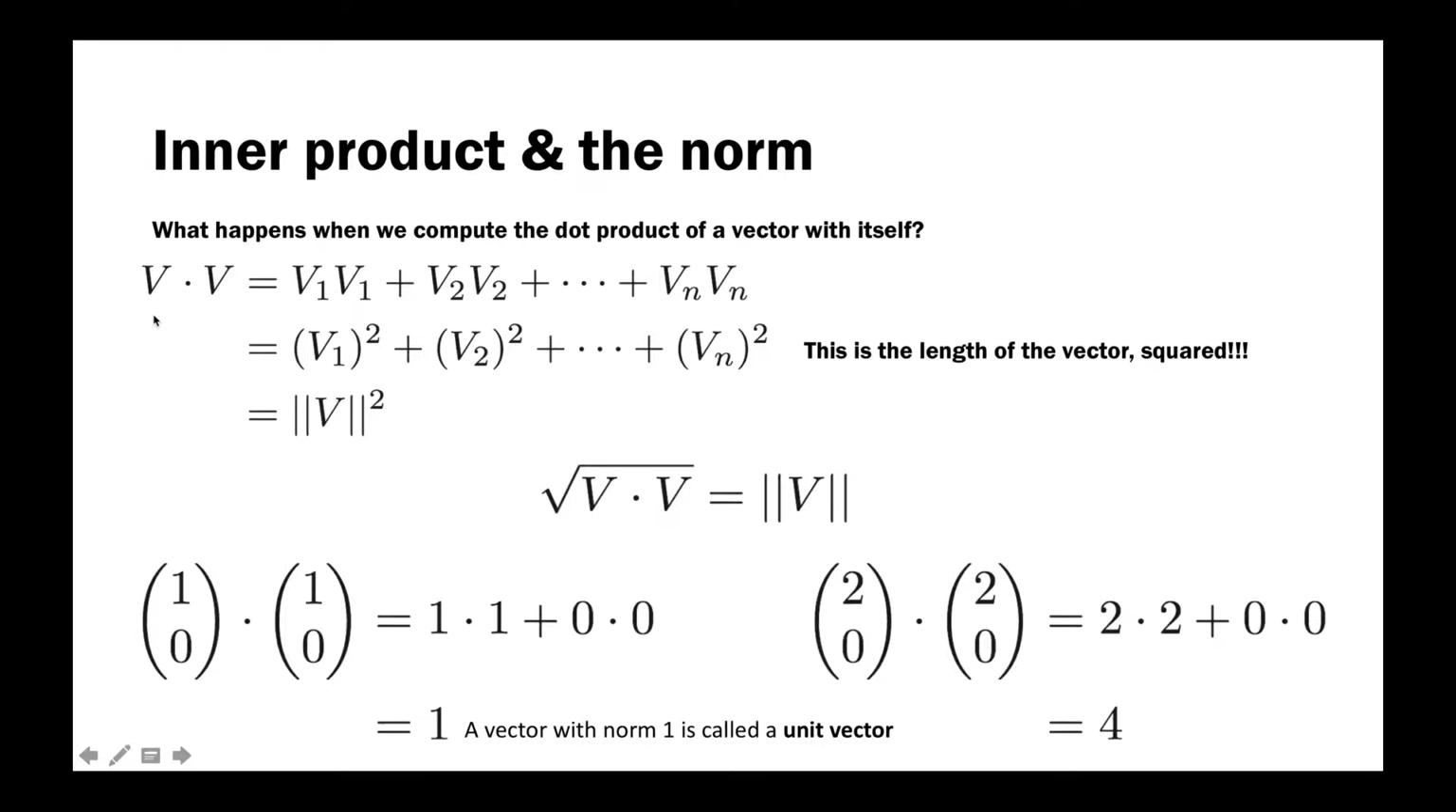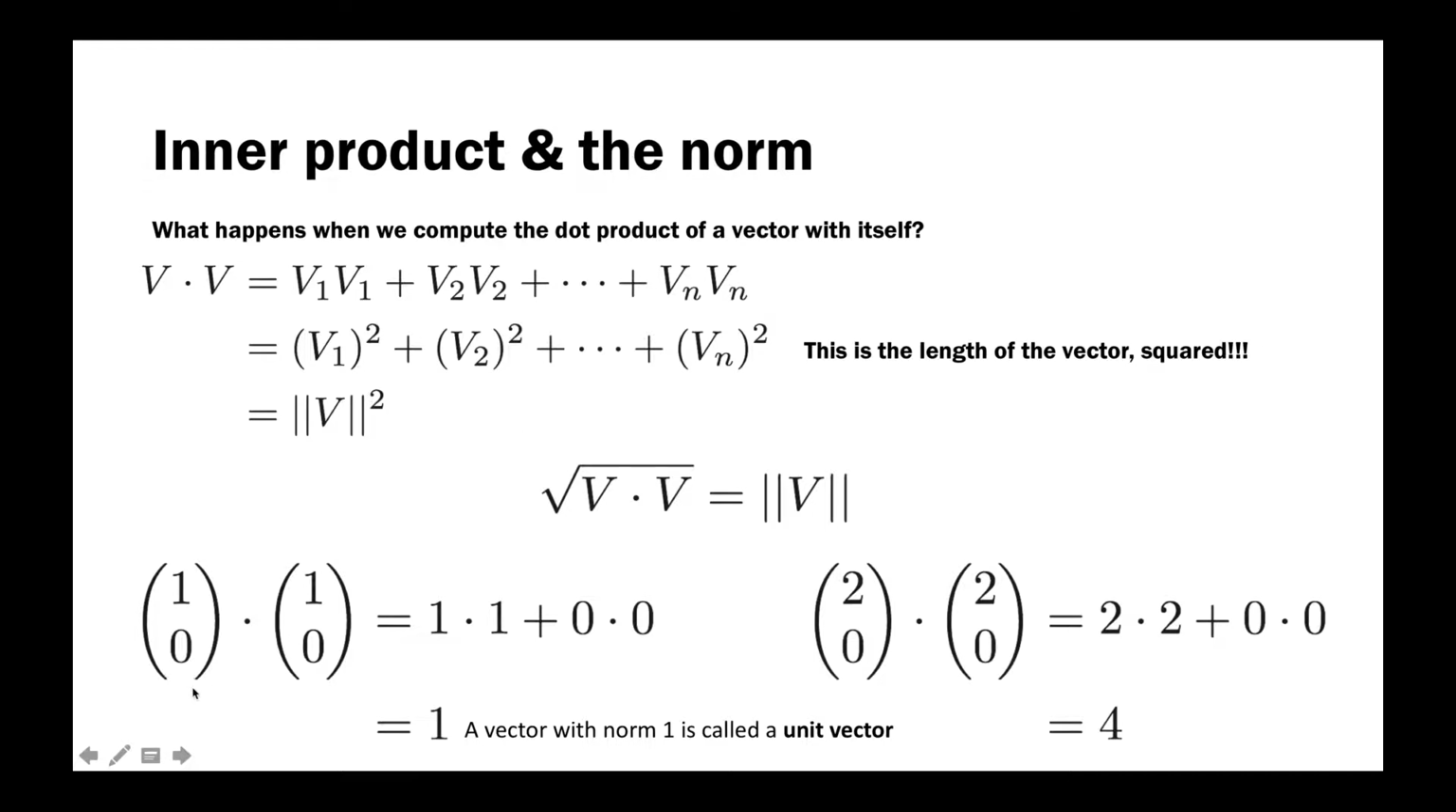So when we dot product a vector with itself, we just multiply the first component by itself, the second component by itself, the nth component by itself, and add them all up. So we get v1 squared plus v2 squared all the way up to vn squared. And we denote this as the norm of v, which is these two vertical lines, squared. So the norm, or the length of a vector, is the square root of the dot product of that vector with itself, and it's denoted with these two vertical lines.